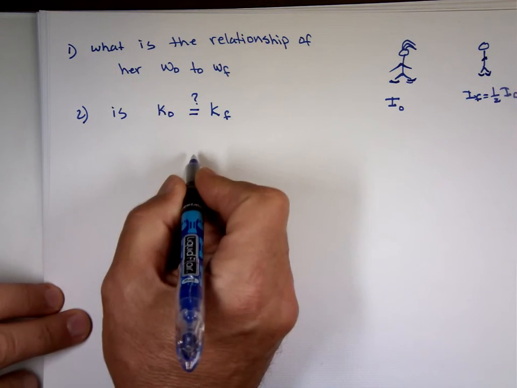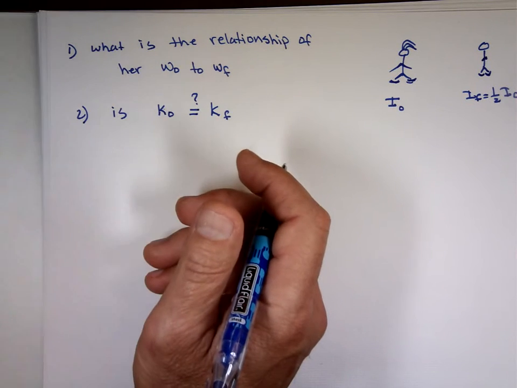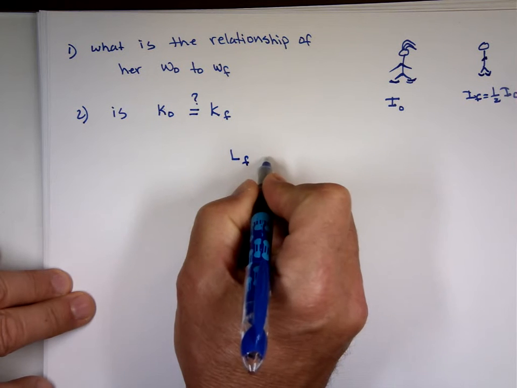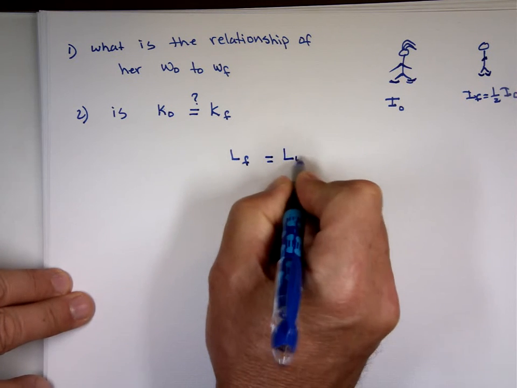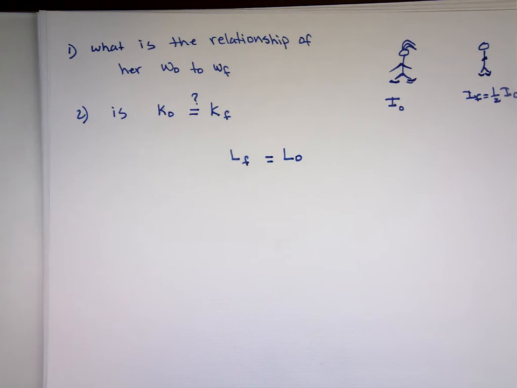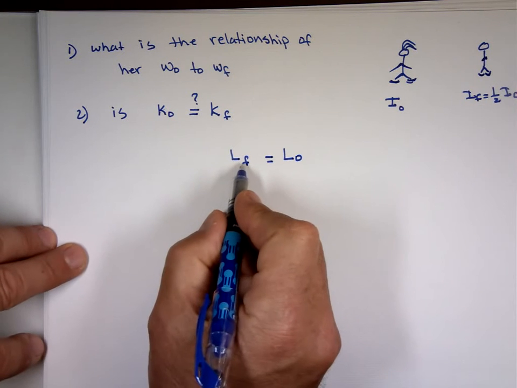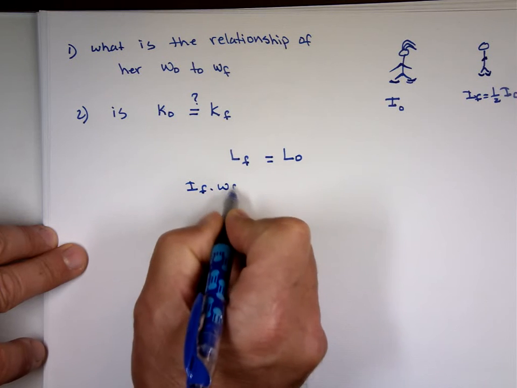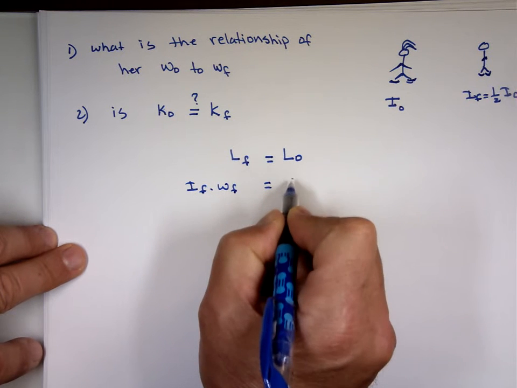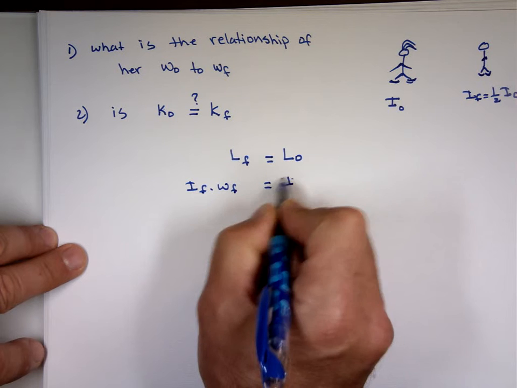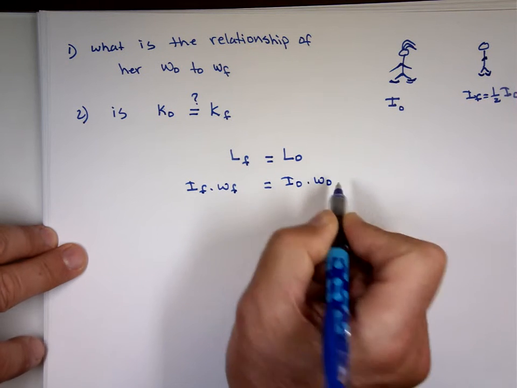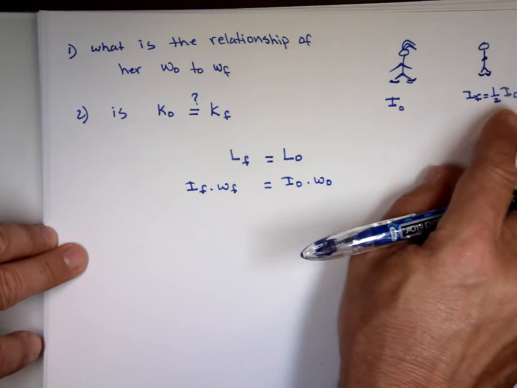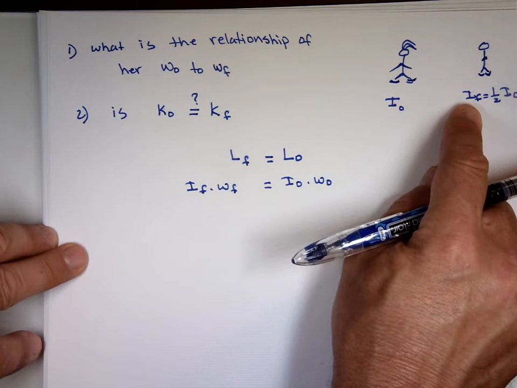Again, there are no outside forces on that. There's no outside net torque. So conservation of angular momentum. The final angular momentum, inertia final times W final, equals the initial one, I initial times W initial. I didn't give you any numbers intentionally. All I said to you is that the final inertia will be half the initial one.